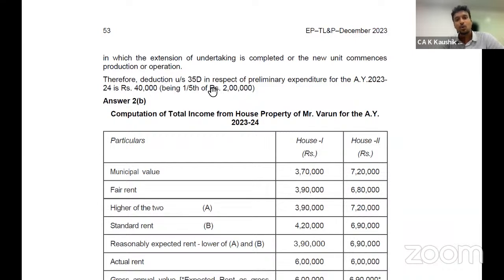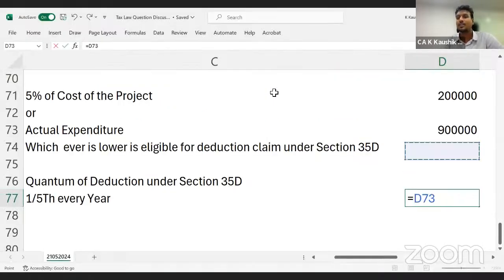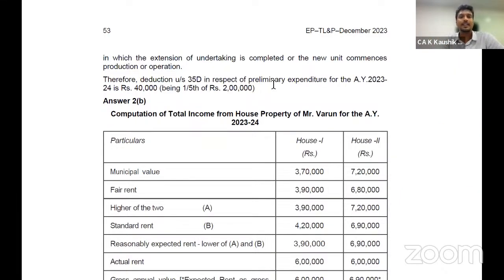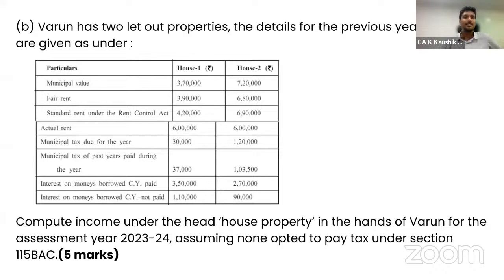In this case, 2 lakh divided by 5, that is 40,000, is the amount of eligible preliminary expenditure allowed as deduction under section 35D. So this is the important aspect that we need to look into. So there it ends, this is very simple. There ends question number 2, part A. Nothing big or complicated is given in this part A.